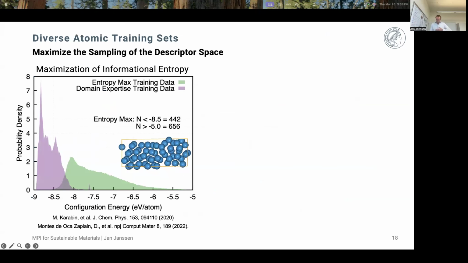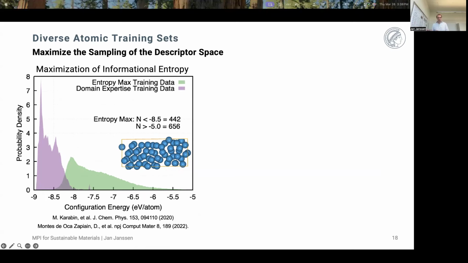And again, for building these potentials, their capabilities are very much limited by the diversity of the training sets. Right? So when you provide poor input data, you also get a poor model as a result. And when you provide a diverse input set, we can also assume our potential to really be able to be applied to a diverse range of different simulations.